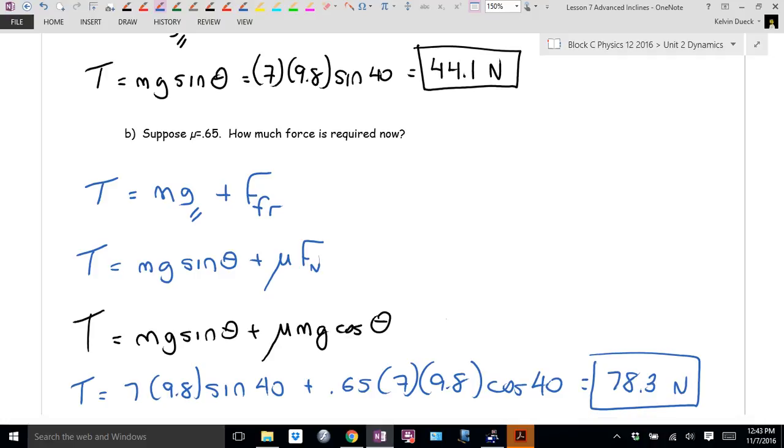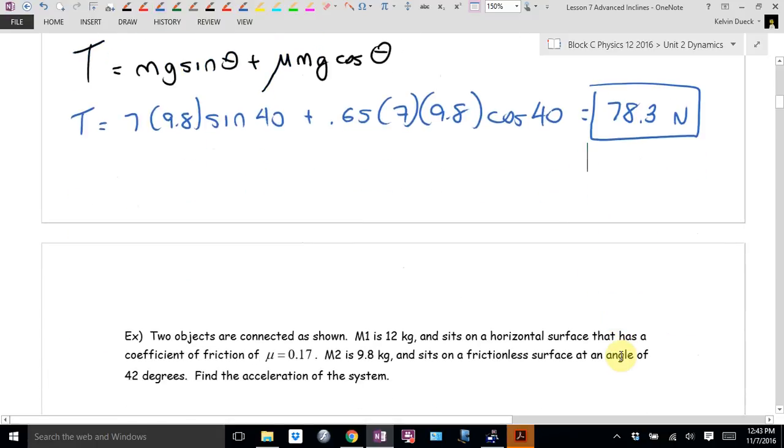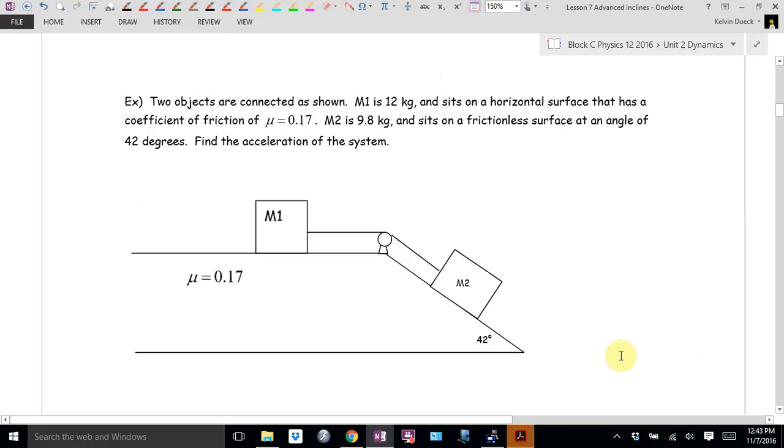What else could we throw at you? So here's using a bit of tension on an incline. Fair enough. Could give you an Atwood machine on an incline instead of just hanging straight down. Here's two masses connected by a pulley. Two objects are connected as shown. Mass 1 is 12 kilograms. It sits on a horizontal surface that has a coefficient of friction. Mass 2 is 9.8 kilograms, and it sits on a frictionless surface. So I guess the hill is either greased or made of ice. This mass has some friction. Find the acceleration.